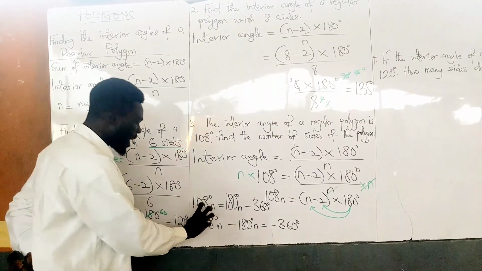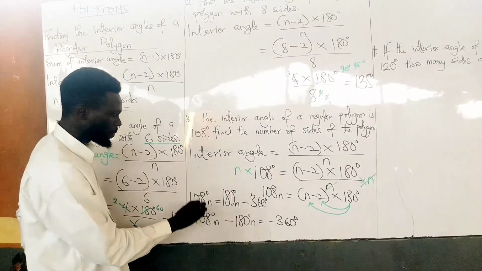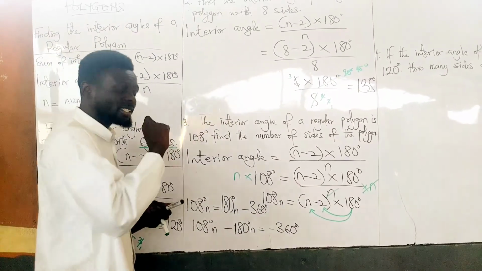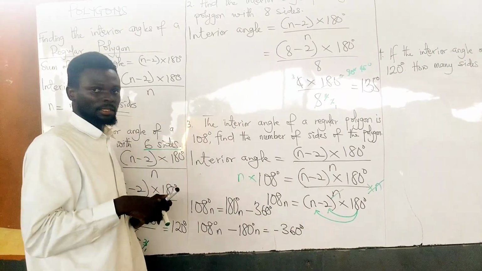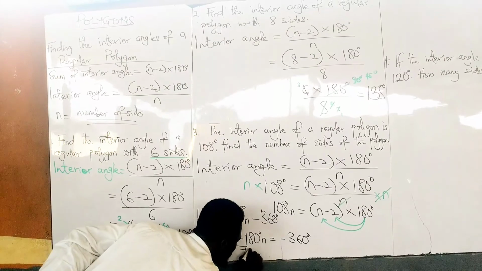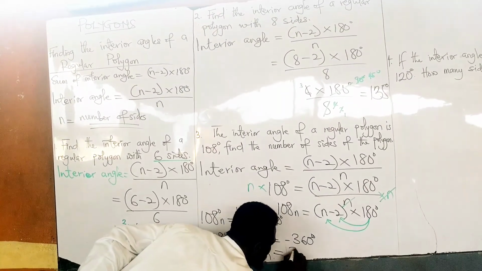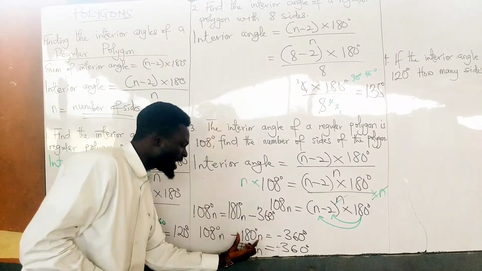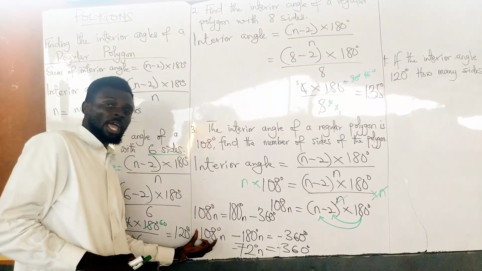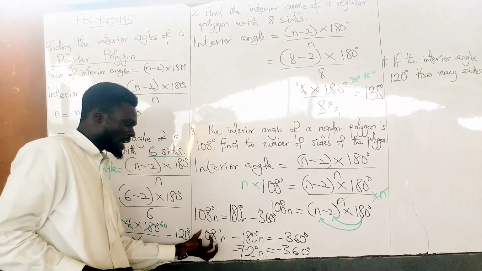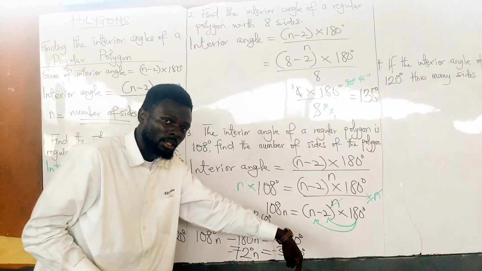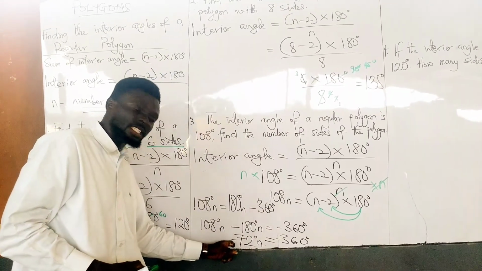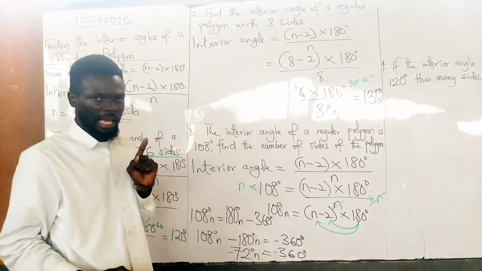So what do we have? You have 108 minus 180 degrees. If you do your subtraction, you are going to get 72 degrees n, which is equal to negative 360. If you subtract 180 from 108, removing the bigger number from the smaller number gives you a negative answer. So this is going to be 108 minus 180 gives you negative 72 degrees n.